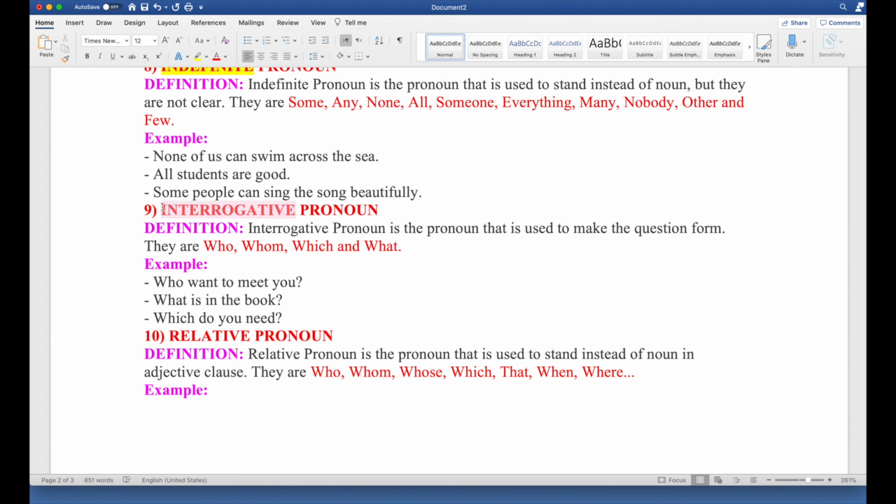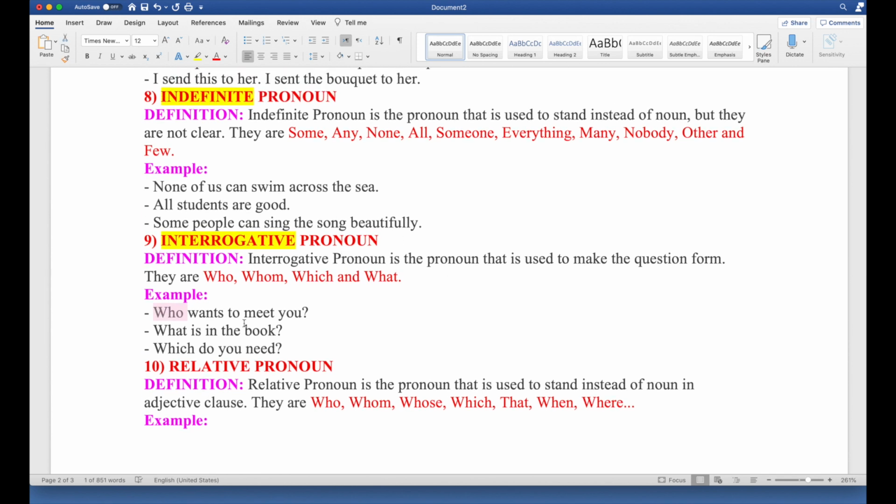Okay, so now we have interrogative. When we see interrogative, it means that there's a question. So an interrogative pronoun is a pronoun that is used to make the question form: who, whom, which, and what. Who want to meet you? That is an incorrect sentence. Who wants to meet you? What is in the book? Which do you need?